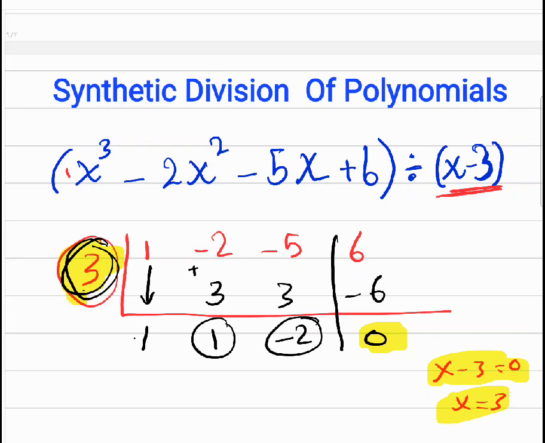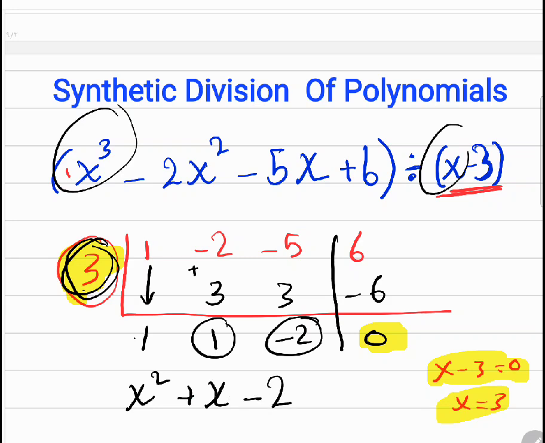So what does this all mean? Now, x cubed divided by x is x squared. So the first number is the coefficient for x squared. So we have 1x squared and then plus 1x with a constant of negative 2. And so this is the answer. x cubed minus 2x squared minus 5x plus 6 divided by x minus 3 is equal to x squared plus x minus 2.